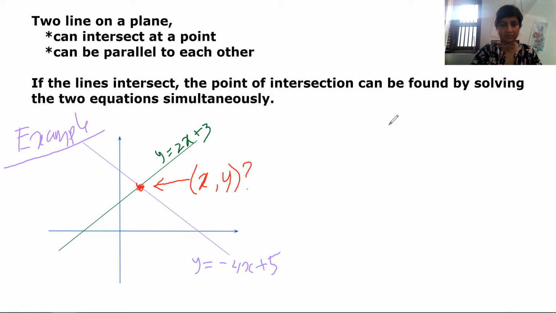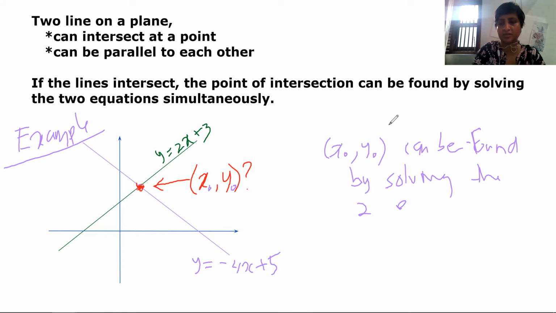Like write here, example for this. Let's make this x naught, y naught, because if you just write x, y, that's very general. You put a naught or an x1, y1 to say it's a particular, exact point. You can just write here: x naught, y naught can be found by solving the two equations simultaneously. We'll do an actual example.